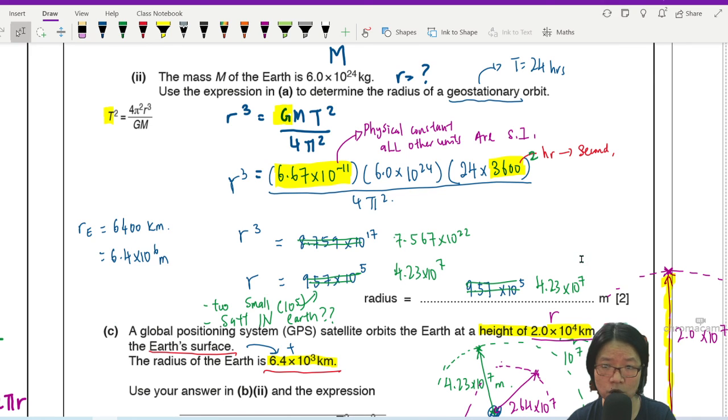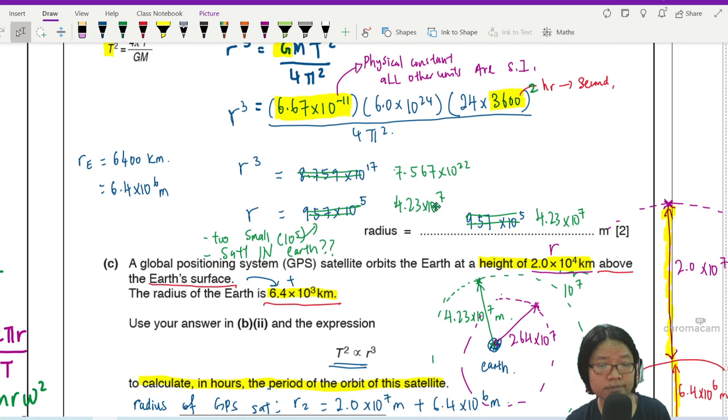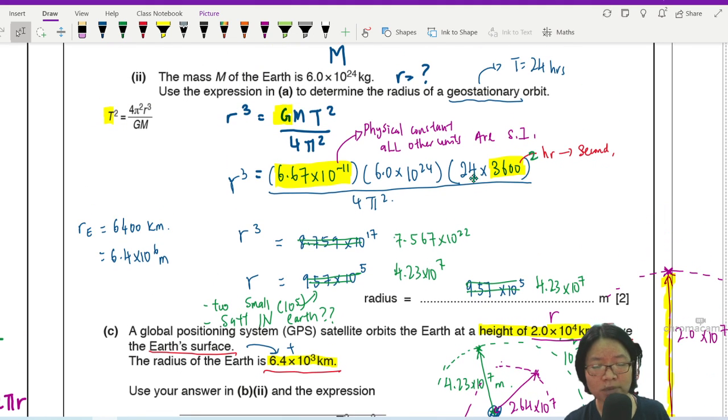Number 3, when it comes to square, if let's say you miss out halfway, don't worry. Part of life is making mistakes. So always check your answer. Does it make sense? This one makes sense. This one does not, because this value is too small. The radius of the Earth is already 10 to the power of 6. If the radius of orbit is less than the radius of the Earth, is the satellite underground? So check your working. Maybe you forgot to convert. Maybe there's a square missing somewhere. So learn to develop a good sense of numbers.